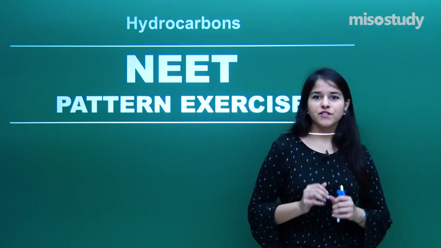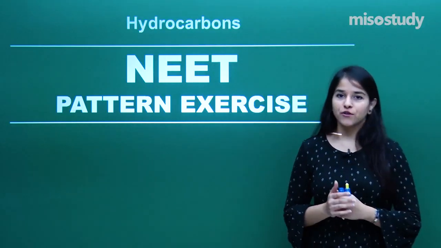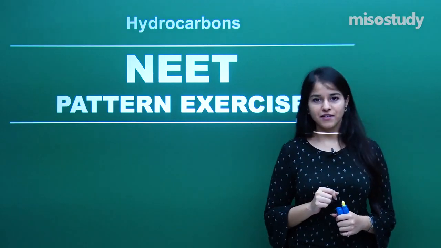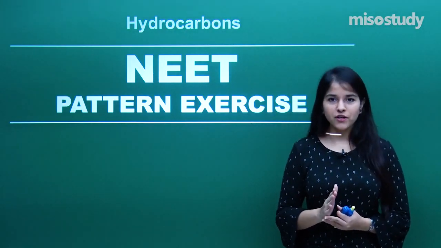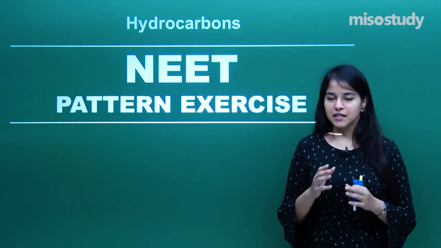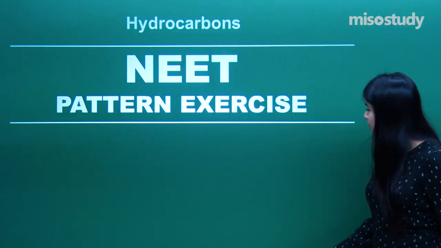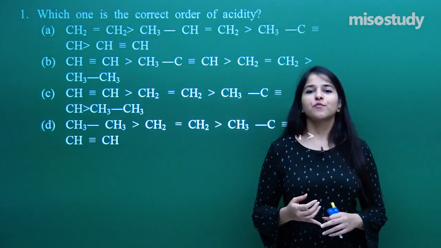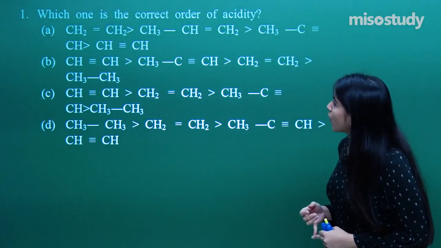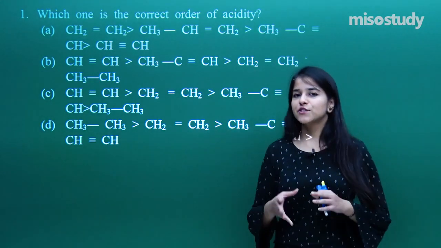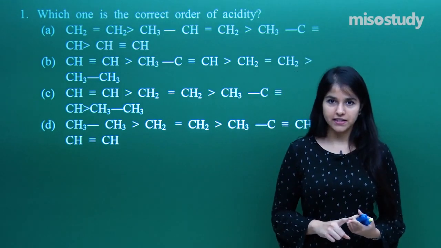So in order to test your knowledge, I've got a set of questions for you on the NEET pattern. You need to answer each one of them. Just quickly grab your pens as well as notebooks, then answer question number 1. What does question number 1 say? Which one is the correct order of acidity? So you need to find out the correct order of acidity.